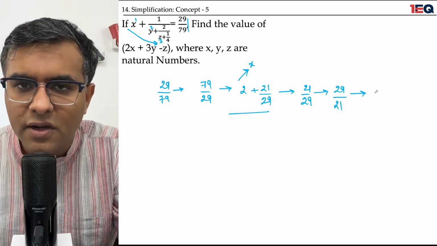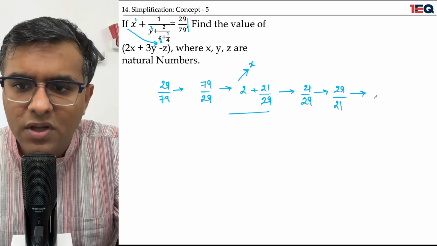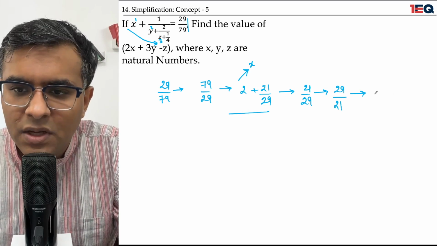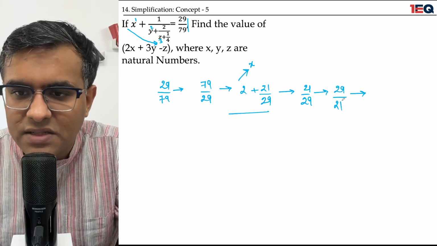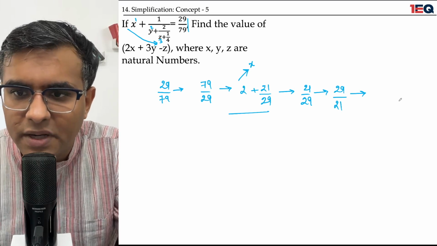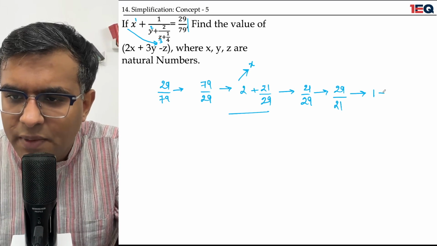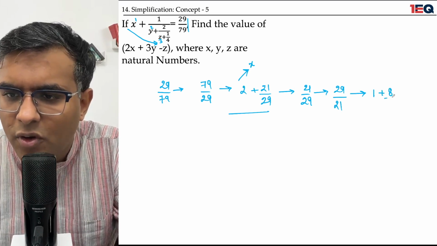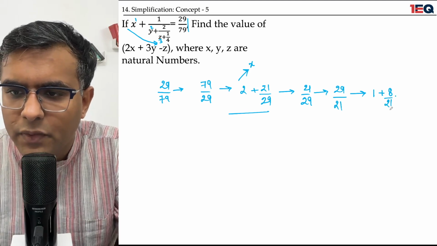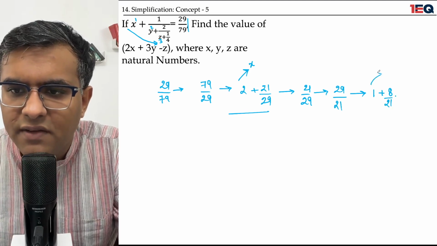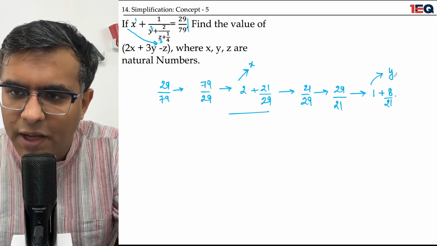We are going to convert it into a mixed fraction as compared to the complete fraction that is available over here. This is actually an incomplete fraction because the numerator is more than the denominator, but we'll anyhow work on it. So 21 ones are 21 plus 8 upon 21. Here we have achieved the value of y.